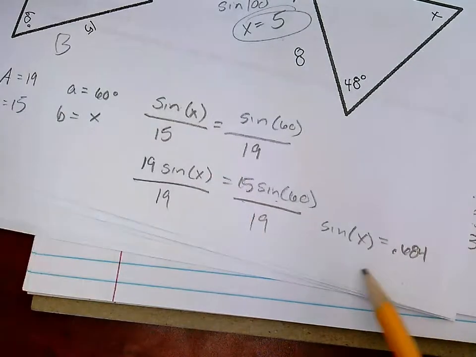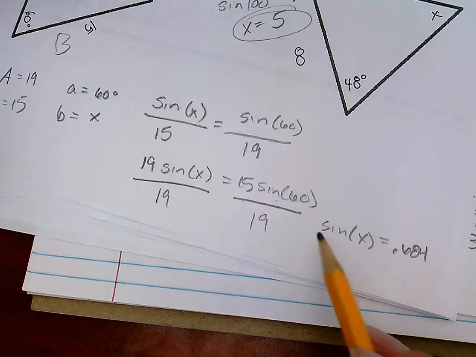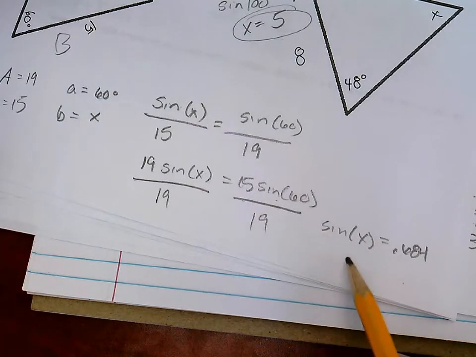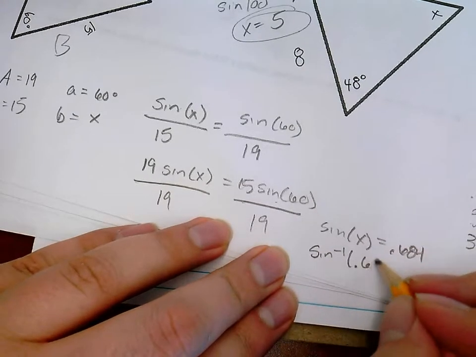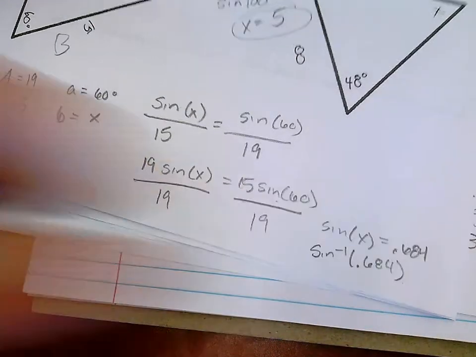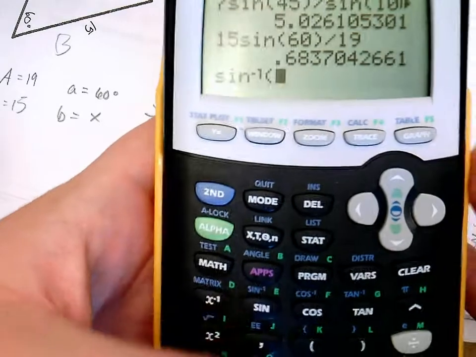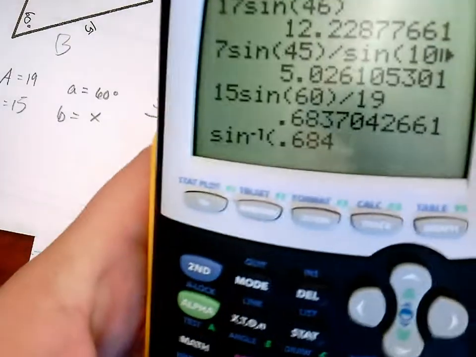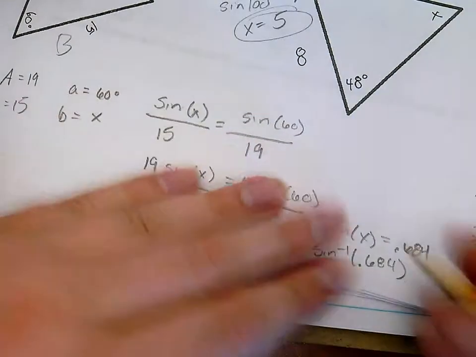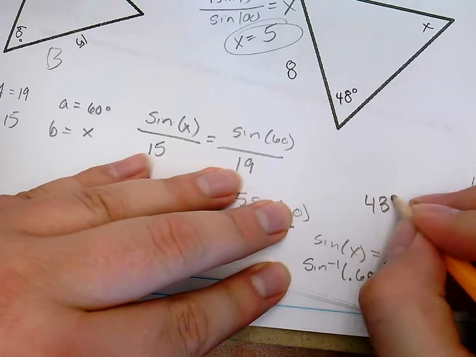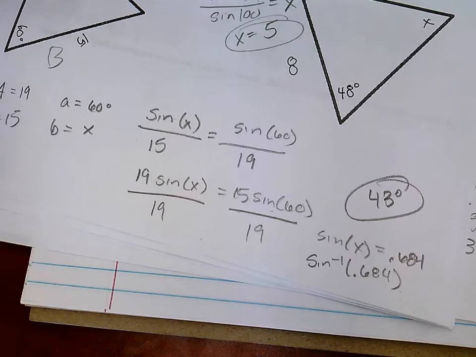0.684. And now since we're trying to find this x, and we have the sine of x, and we're trying to find an angle, remember from the previous thing, you're going to use the inverse. So we have to use the sine inverse to figure out what this number is. Okay? So I'm going to use the sine inverse, so remember you press second, and then you press sine of 0.684. And we figure out that the angle is about 43 degrees. So I'm going to put 43 degrees, and we're going to call it a day. All right?